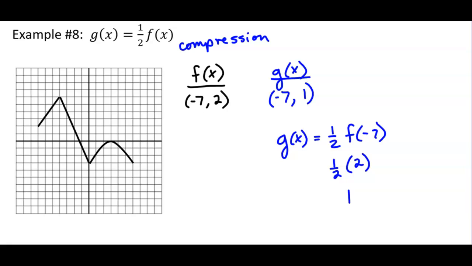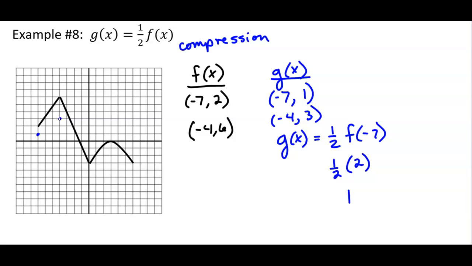So let's do another one just so you can see this. The next point that we have, that peak, was at -4, 6. But now in our g of x, we're going to have -4 still for the input, but we'll only have 3 for the output because we're cutting that output in half. You could do that for all the ordered pairs. All right, but let's go ahead and graph it. So we'll just try to do these 2 points that we have so far, and then we'll do the others as well. So we graphed -7, 1, and -4, 3.